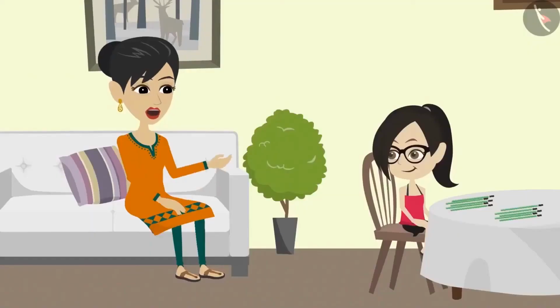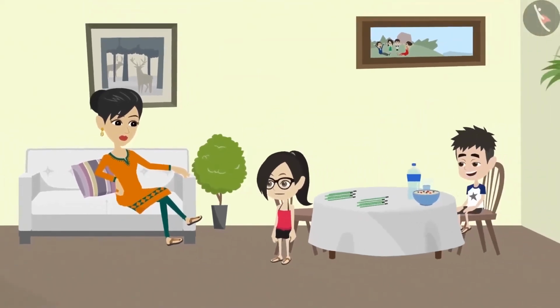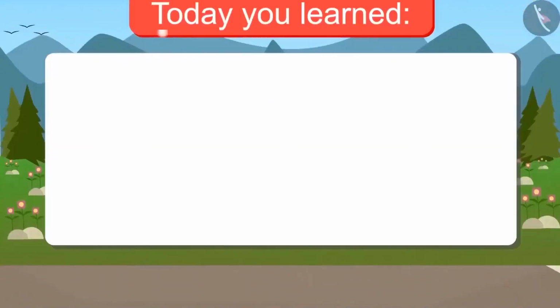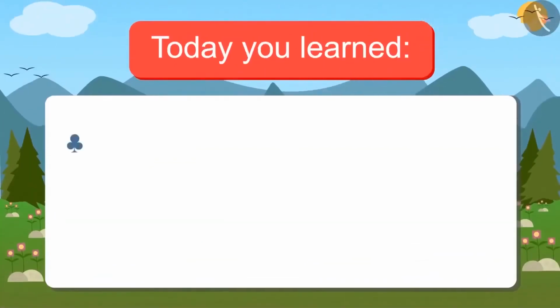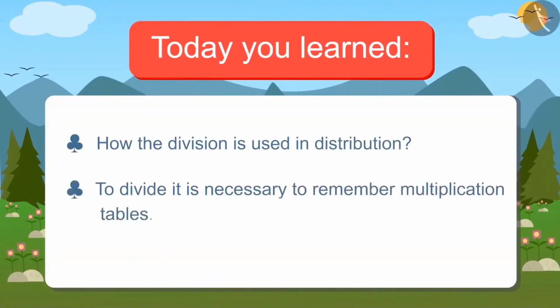So now, Vandana, do you understand why we use division and how the tables help us in division? Yes, Mother. Now I will learn the multiplication tables with greater attention. Today you learned about how division is used in distribution. And to divide, it is necessary to remember multiplication tables.